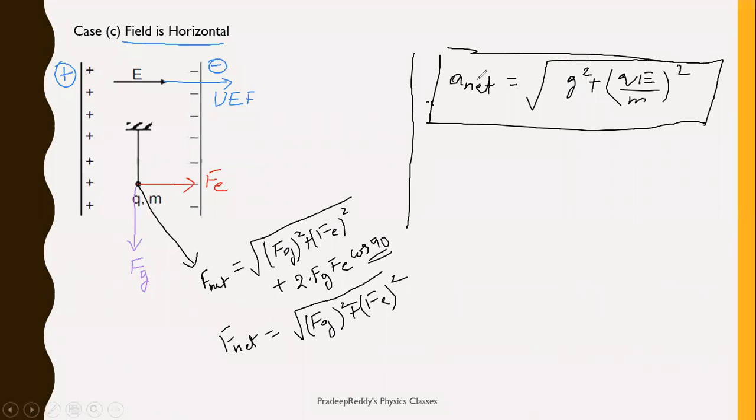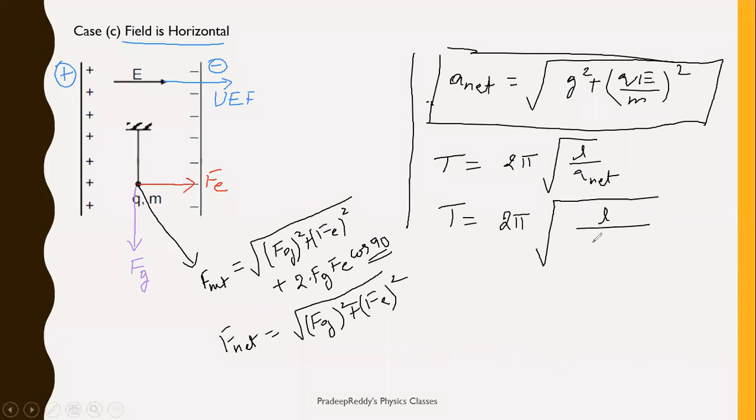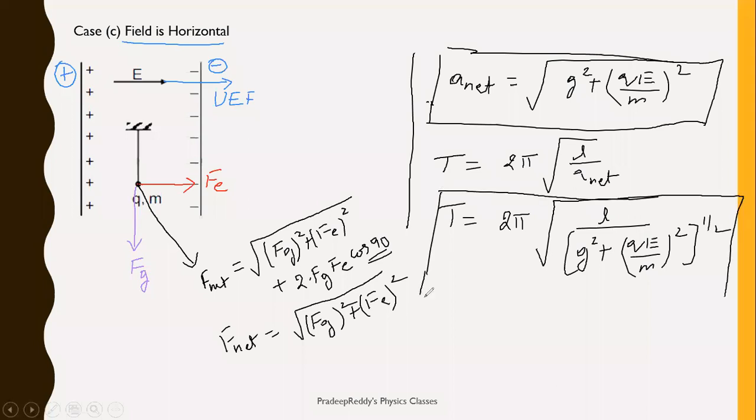Simply in this particular case, we know the basic equation for time period as T is equal to 2π under root L divided by net acceleration. So T will be equal to 2π under root L divided by a_net, which can be written as (g square plus (qE divided by m) whole square) whole power 1 by 2. So this is the equation for time period of the simple pendulum when electric field is horizontal.